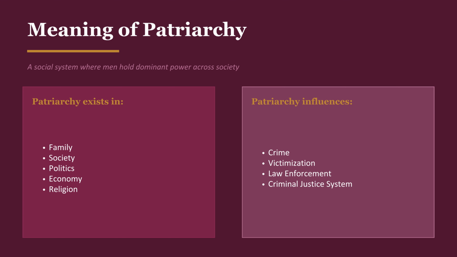To understand this theory deeply, we need to understand the social reality that feminist criminologists observe. Society often gives more power, freedom, and authority to men, while women face restrictions, discrimination, and control. This unequal social structure is known as patriarchy. Patriarchy means a social system where men hold dominant power in family, politics, economy, religion, and social institutions. Feminist criminologists believe that patriarchy influences crime, victimization, and even the functioning of the social system.